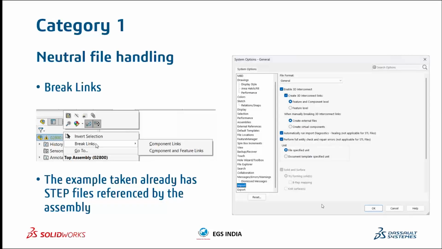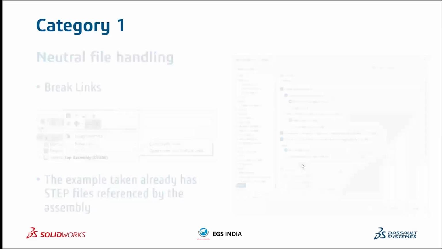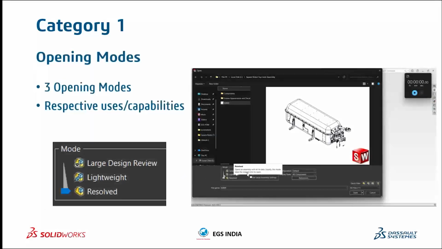What Break Link does is it breaks the link between the STEP file and the SolidWorks file and converts it into a SolidWorks file in itself. By doing this the first time that you create an assembly file or use the components, the next time that you open the assembly, or the times that you work on the assembly after that, it helps.